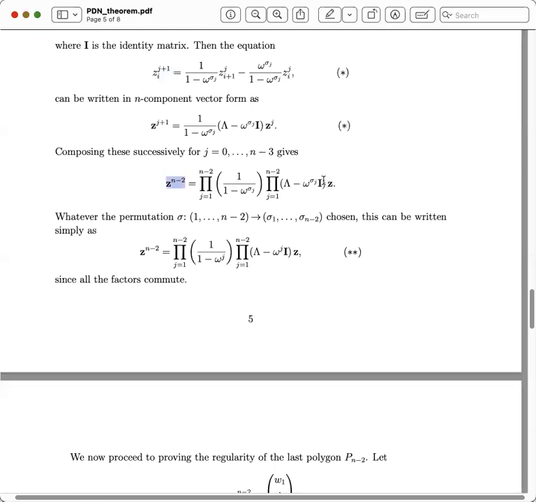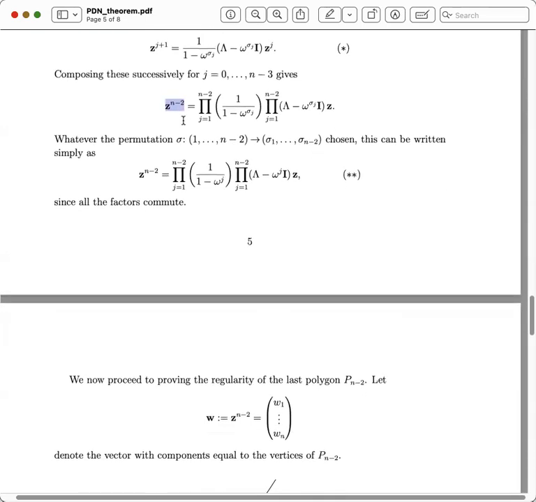Now, whatever the permutation sigma is, it doesn't matter in what order these factors are written because they all commute. So we can write this expression in this equation in a slightly simpler way by just ordering them from 1 to n. And so this actually is equivalent to the equation.